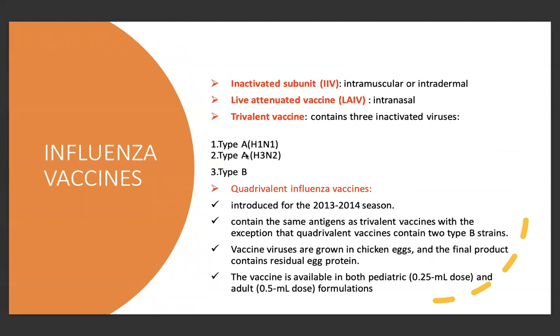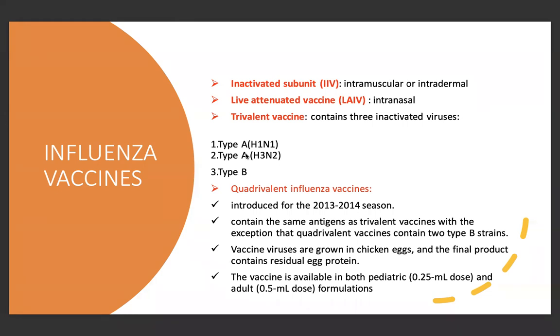Influenza vaccines are inactivated, subunit, intramuscular or intradermal, and live attenuated vaccine which can be given intranasally. Trivalent vaccine contains three inactive viruses: type A H1N1, type A H3N2, and type B. Quadrivalent influenza vaccines, introduced for the 2013 to 2014 season, contain the same antigens as trivalent vaccine, with the exception that quadrivalent vaccine contains two type B strains. Vaccine viruses are grown in chicken eggs and the final product contains residual egg protein.